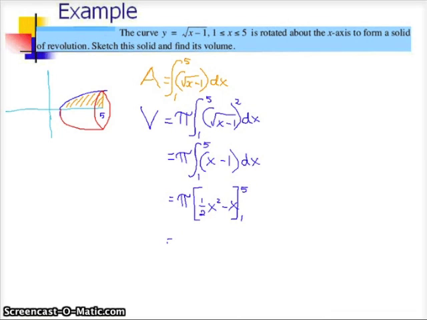Okay, so now we just need to substitute, still keeping pi out the front. We'll substitute the upper boundary first, so we have a half times 5 squared, so that's going to be 25 over 2, minus 5, and then we subtract the lower boundary, so half of 1 is just a half, minus 1.